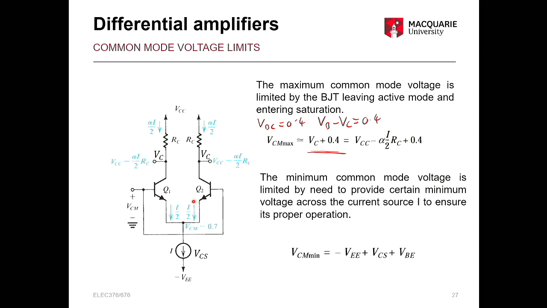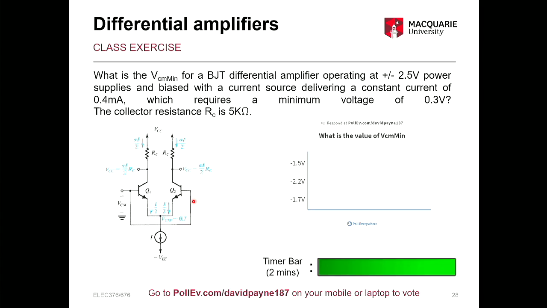Okay, so that's your common mode limits to your BJT differential amplifier. So here's a question for everybody. What is the VCM min of this differential amplifier, so the minimum value? And you've been given some parameters for that circuit there. Power supplies 2.5, current source 0.4 milliamps.